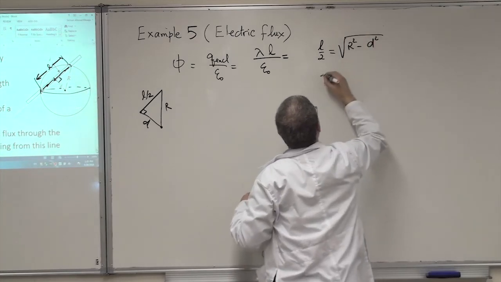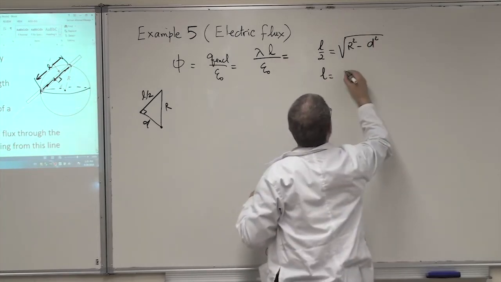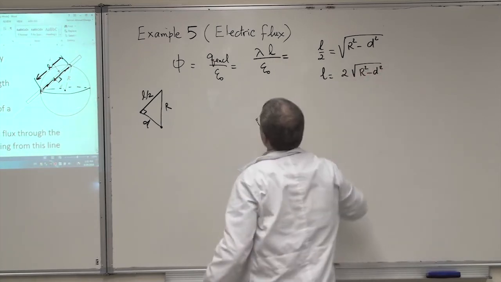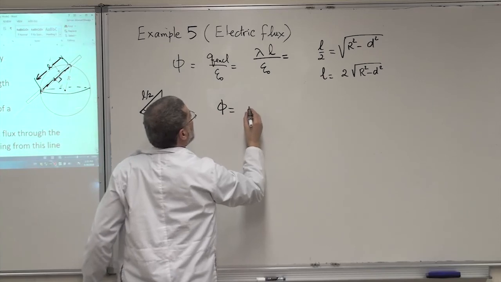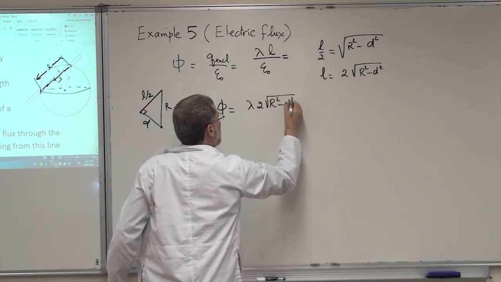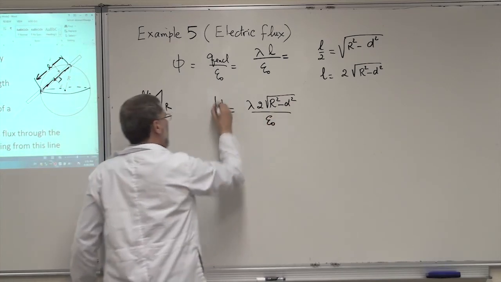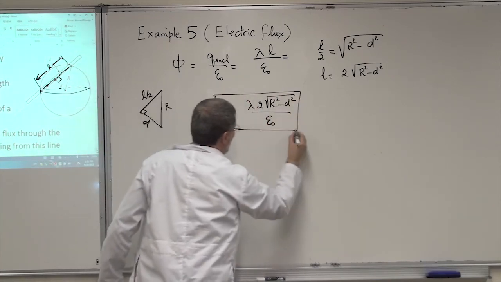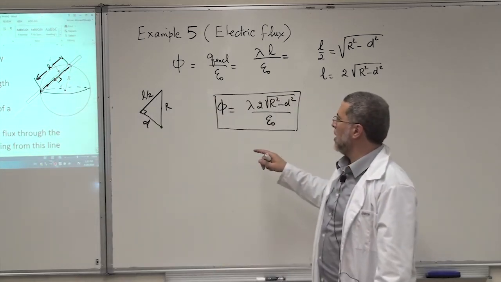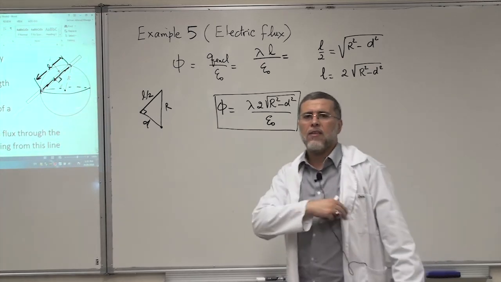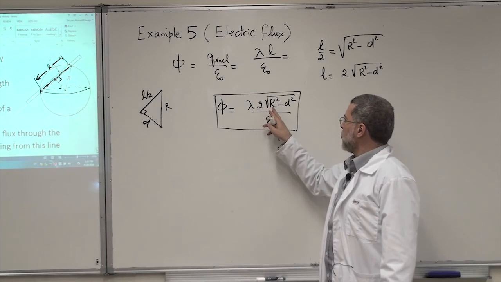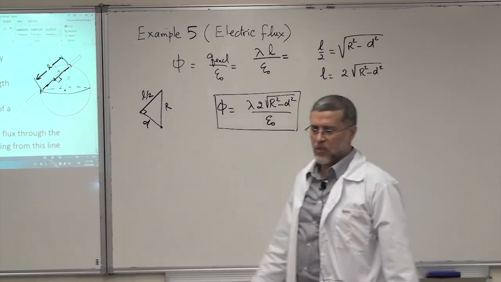So L, what I want, will be 2 square root of R squared minus D squared. I'm going to put it there to find the flux. So the flux will be lambda times 2 square root of R squared minus D squared over epsilon 0. And this is the final answer we are looking for. In this problem, there are no numbers. In the exam, it is multiple choice, and one of the answers is 2 lambda square root of R squared minus D squared over epsilon 0. Thank you.